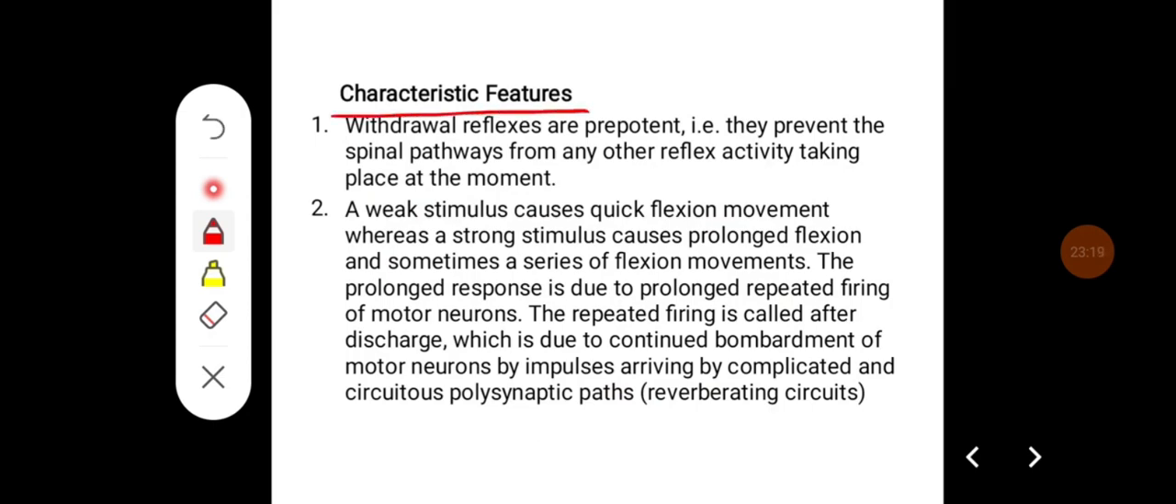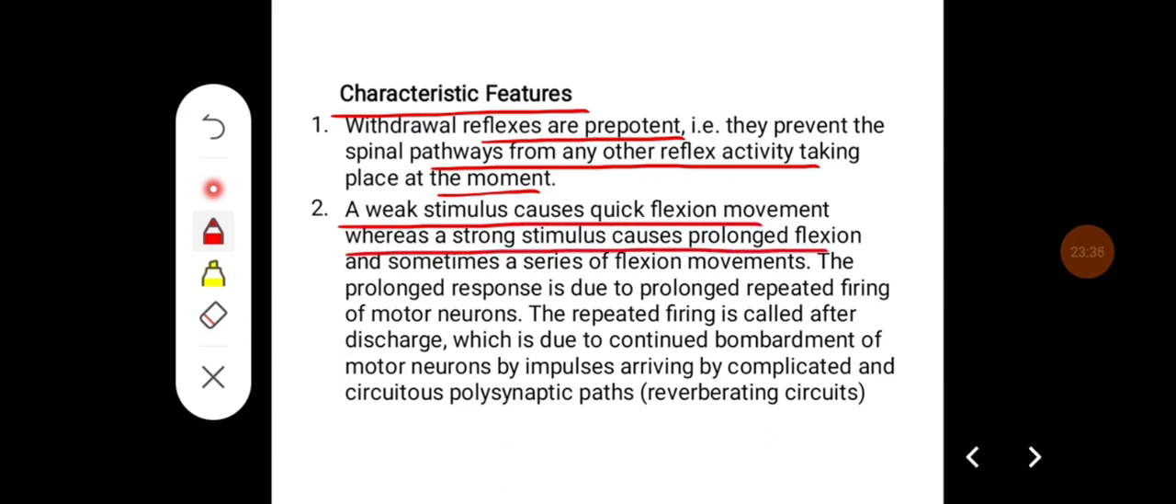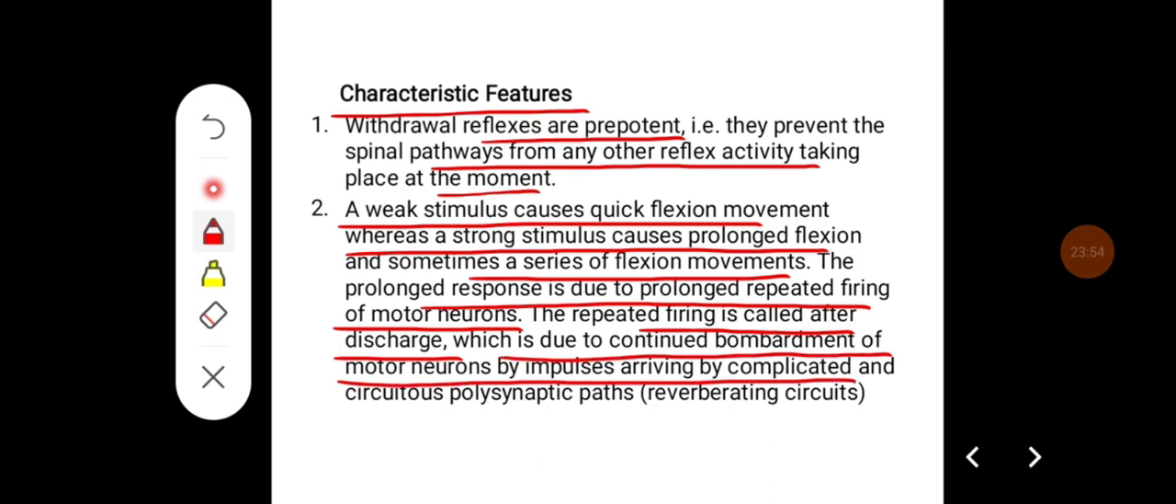So, the characteristic features of withdrawal reflex. Withdrawal reflexes are prepotent, that is, they prevent the spinal pathways from any other reflex activity taking place at that moment. A weak stimulus can cause a quick flexion movement, whereas a strong stimulus causes prolonged flexion and sometimes a series of flexion movements. The prolonged response is due to the prolonged repeated firing of motor neurons. The repeated firing is called after discharge, which is due to the continued bombardment of the motor neurons by impulses arriving by complicated and circuitous polysynaptic, that is, reverberating circuits.